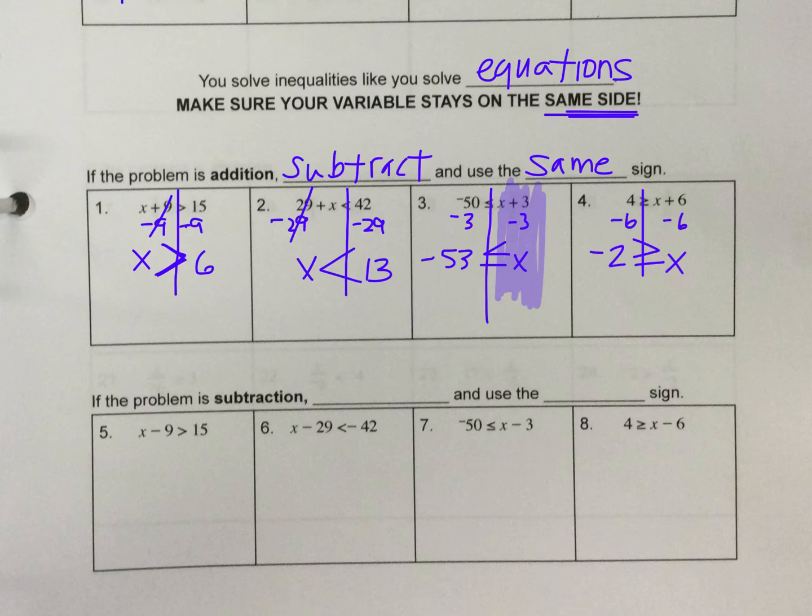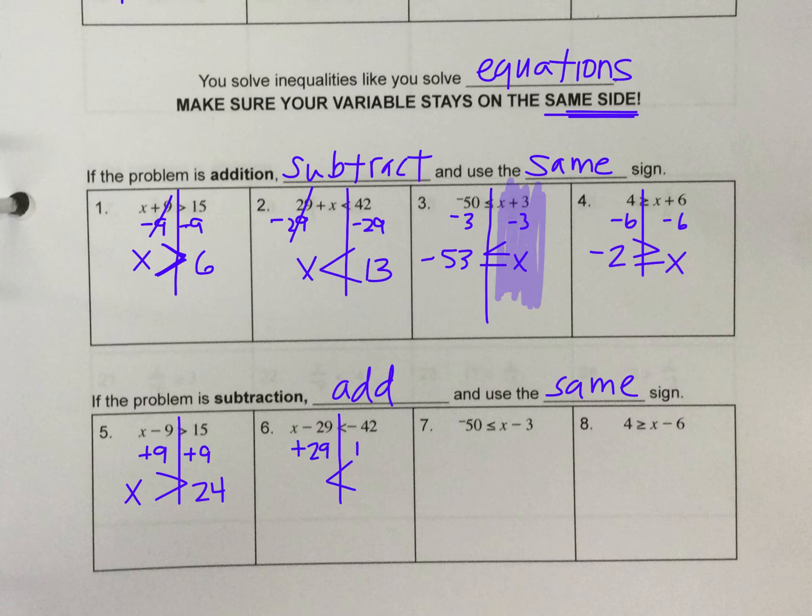When a problem is subtraction, you add and use the same sign. All right, so x minus 9, I've got to add 9 to both sides. X on this side, 15 plus 9 is 24. Copy down the sign. You could even copy down the sign in the beginning if that is better for you, because we know it's going to be the same. X on this side, negative 42 plus 29 is negative 13. I'm going to go ahead and copy down my sign.